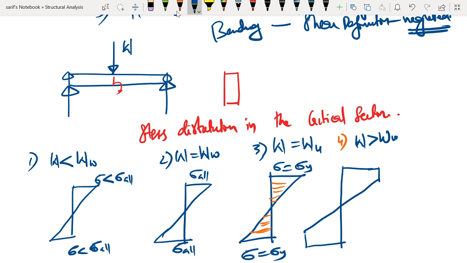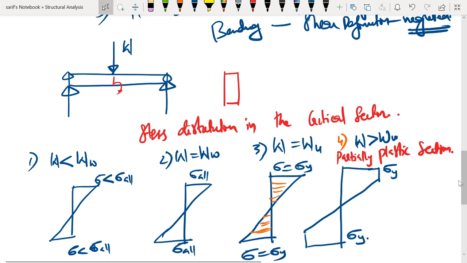So here if you see, some of the interior fibers have also reached a stress equal to the yield stress. Not only the extreme compression fiber, but some of the interior fibers have also reached the yield stress. So this kind of a situation we call a partially plastic section. Okay, so this is known as a partially plastic cross section.